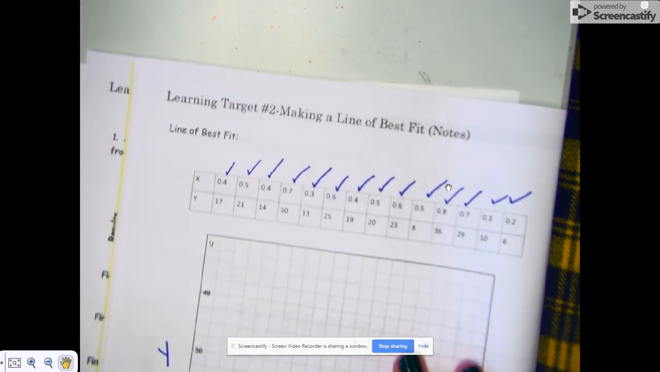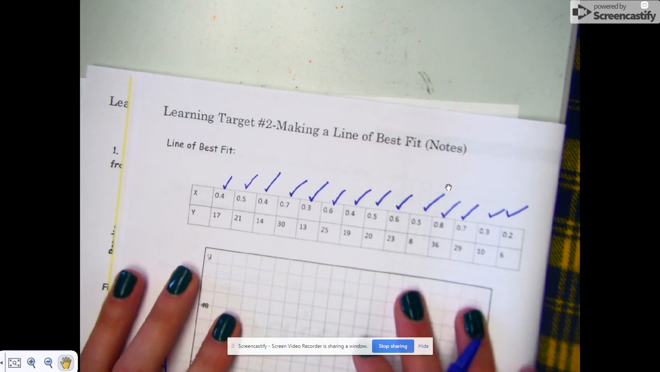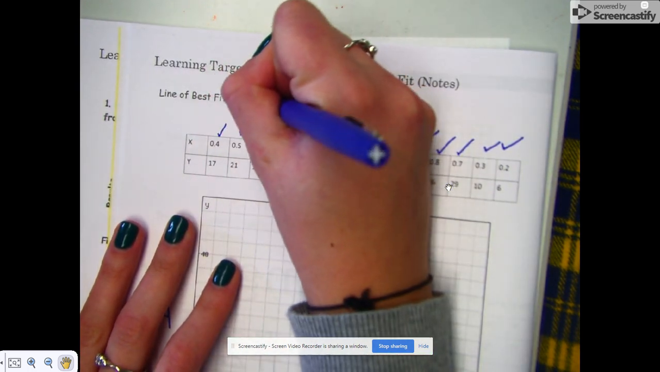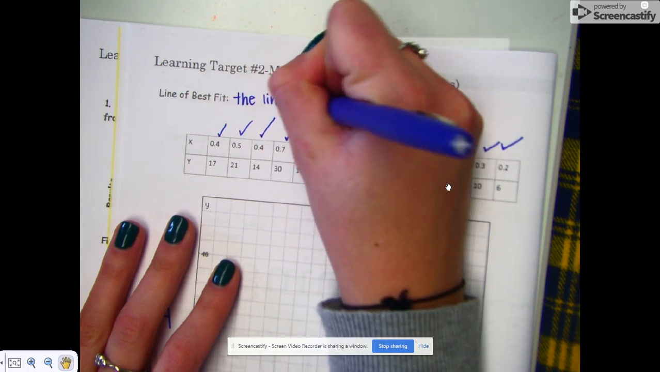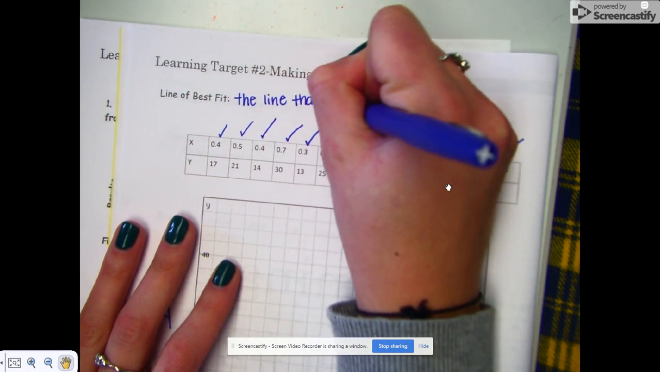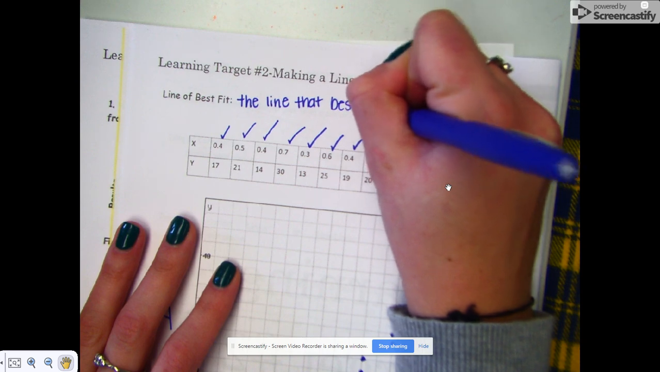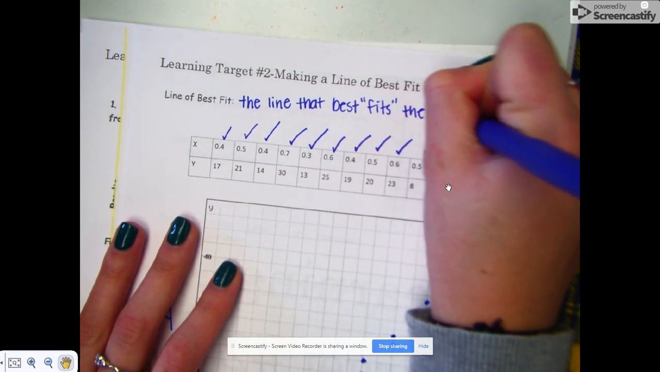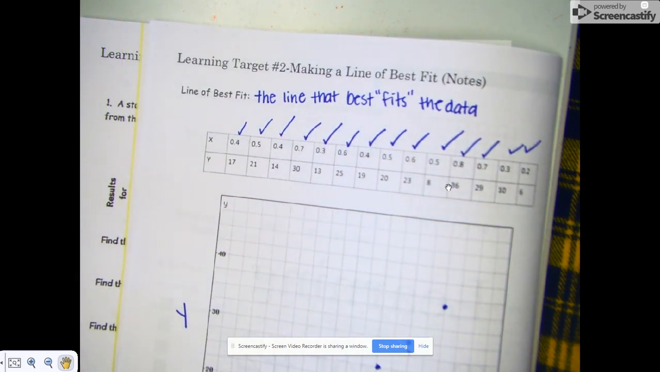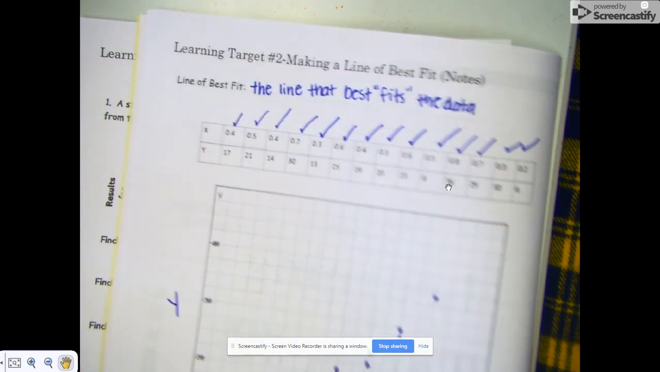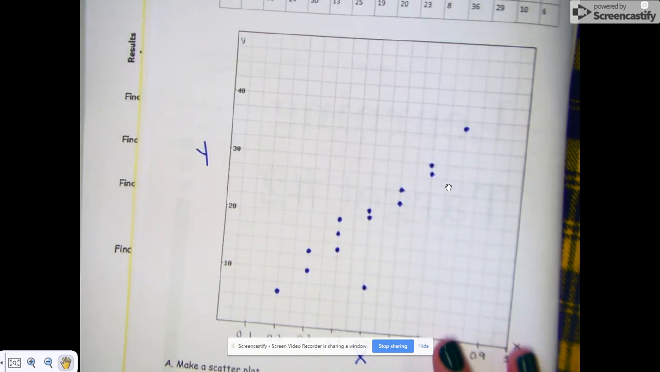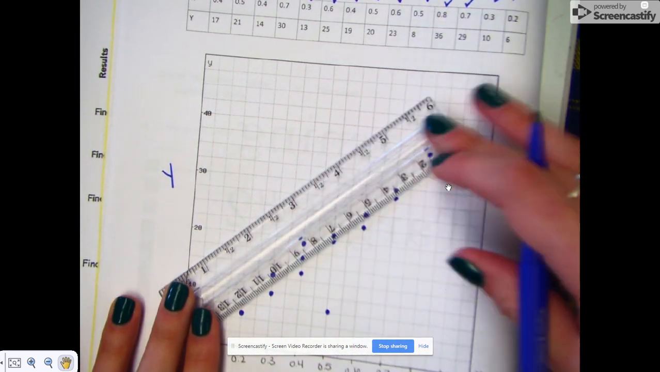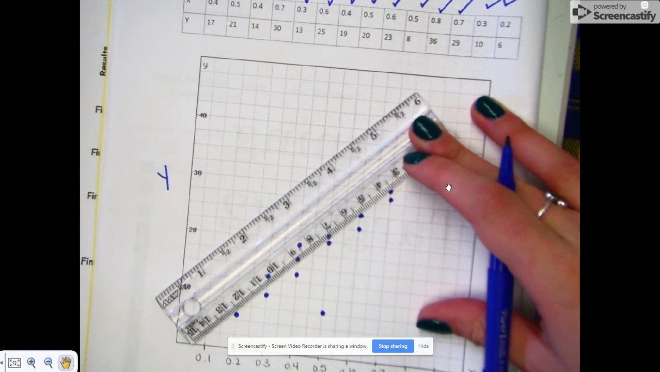Okay, so we are going to talk about the line of best fit. The line of best fit is exactly how it sounds. It's the line that best fits the data, or the line that best describes the data. So you are going to need a ruler for the rest of this video, but basically you're going to take a ruler and you are going to draw a line through the data that best approximates it.